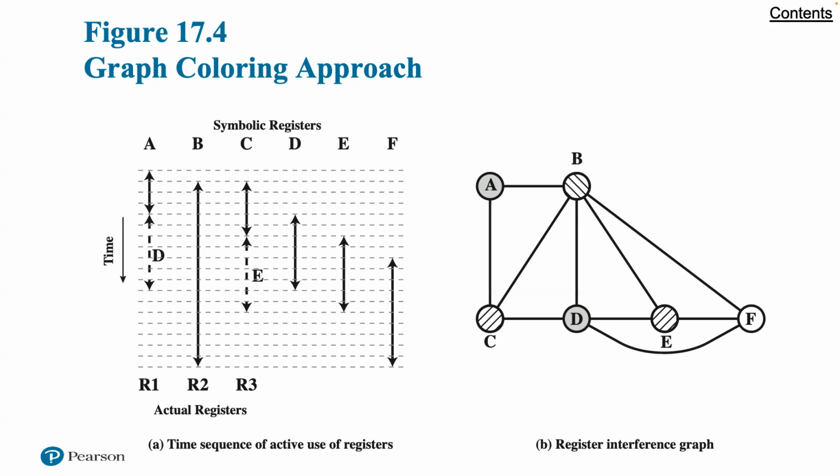Because symbolic registers A and D do not interfere, the compiler can assign both of these to physical register R1. Similarly, symbolic registers C and E can be assigned to register R3. One symbolic register, F, is left uncolored and must be dealt with using loads and stores.